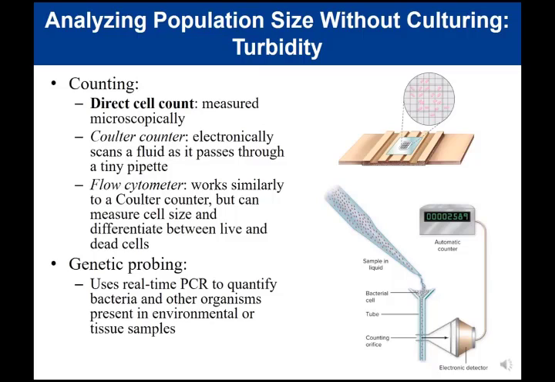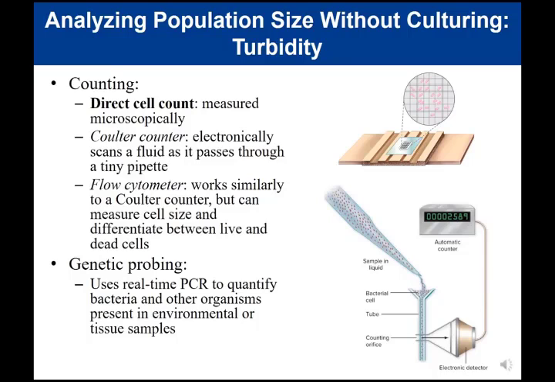There are other types of population size determinations. We can have a variety of different counting methods. So one could be a direct cell count, measuring microscopically. We can have a cytometer. So you can see this little slide up here, and it has these ridges, and you would pipette the sample in, and on there is a grid. And you could use the grid to keep track and to count how many microbes are in the sample.